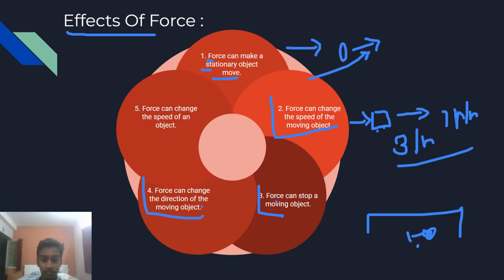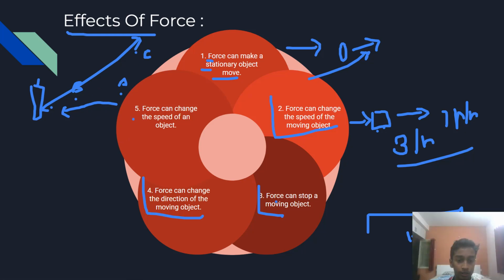Force can also change the direction of a moving object. Let's say you're playing cricket. This is your bat. The bowler bowls and the ball is coming from this direction, from point A to point B. Point B is basically the moment before you hit the ball. And then the moment you hit the ball, it lands here, and then the ball, for example, goes here. So you're basically changing the direction of the ball. This is point B and this is point C, the direction where the ball is going. So from this we can prove that force can change the direction of a moving object.